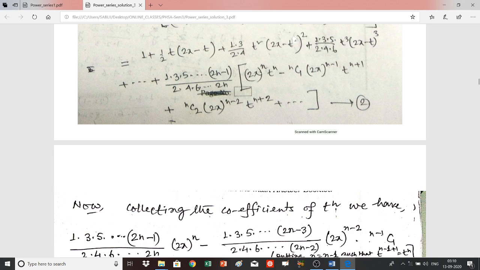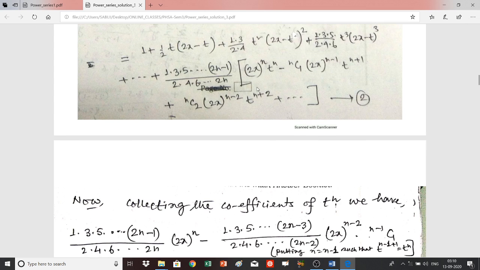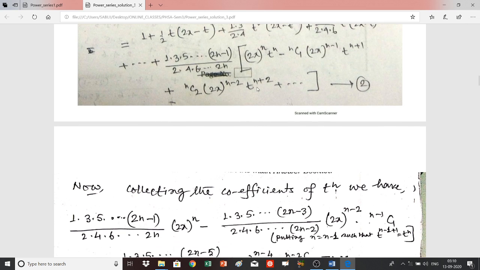T to the power n contains only these last terms. So we only concentrate on the last term, that is this term. Now we wish to collect the coefficient of t to the power n. From the first term, right here, this term first, so 1 into 3 into 5 etc.